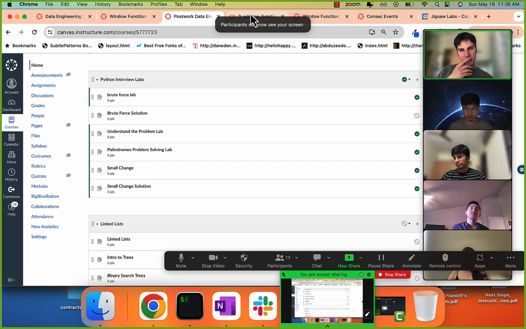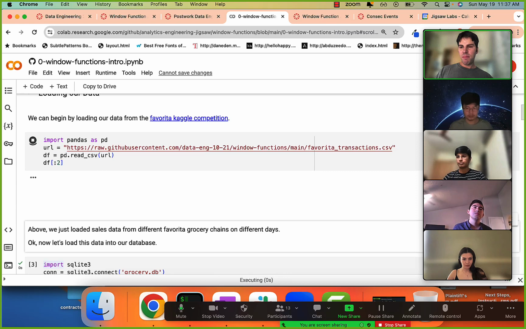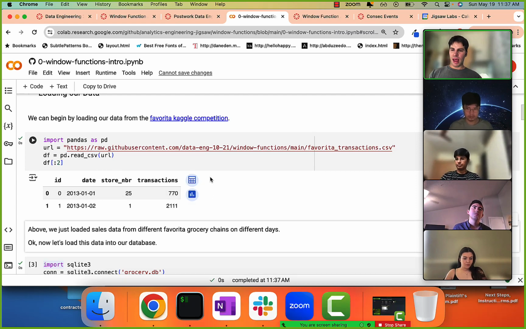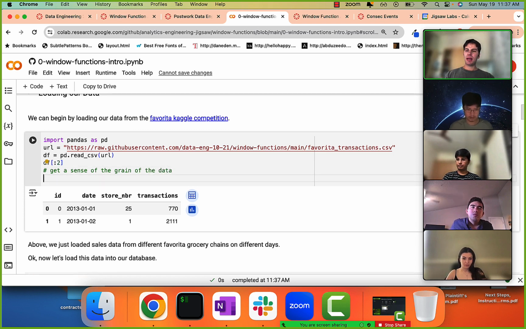So with these SQL problems, the first thing I would say is you really want to have an idea of what I personally call the dimension of the data. People really like the word "grain." Okay, so get a sense of the grain of the data, and by that I mean what does each row represent?